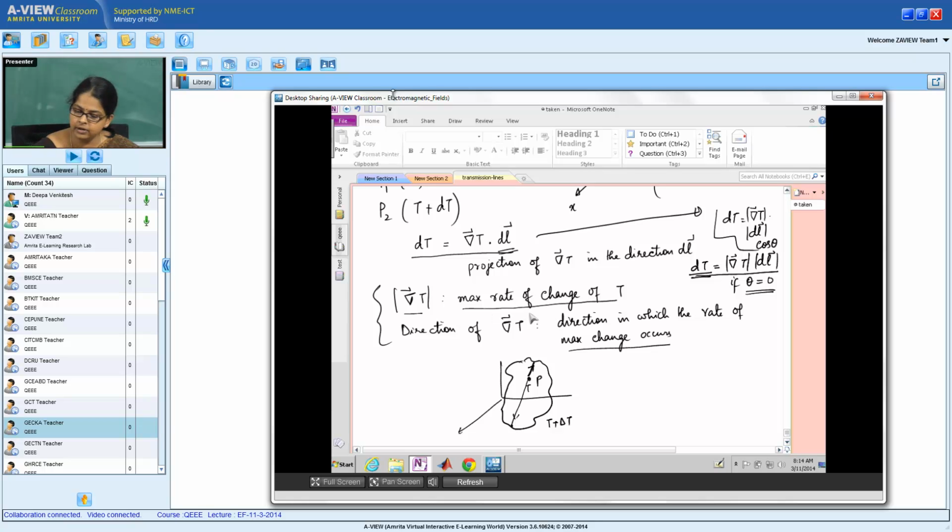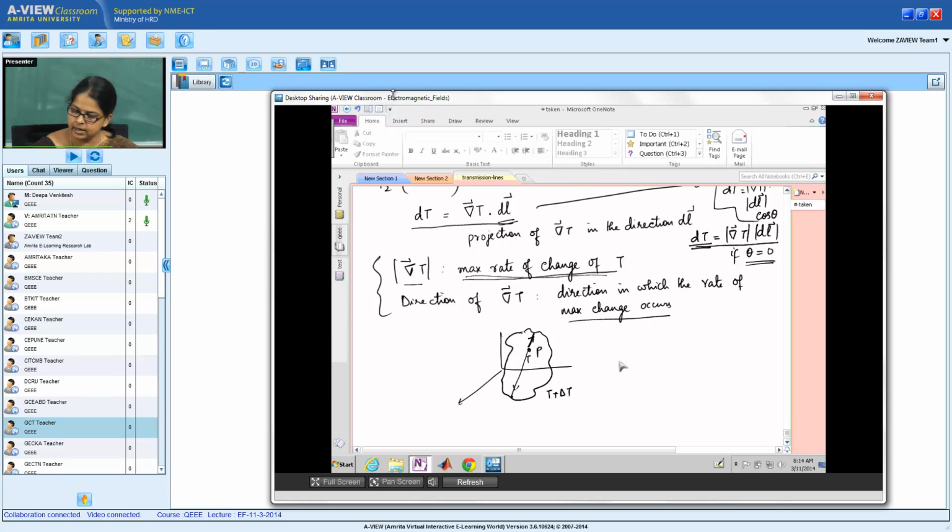So the magnitude of the gradient of T is telling me what is the maximum rate of change of T, and the direction tells me the direction in which the maximum change happens, right. So that is about the gradient.